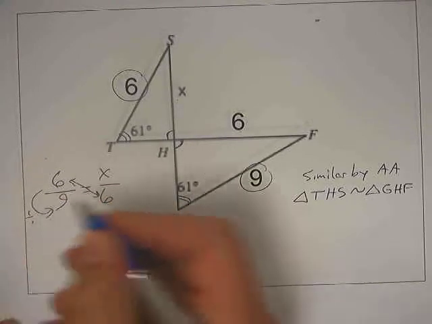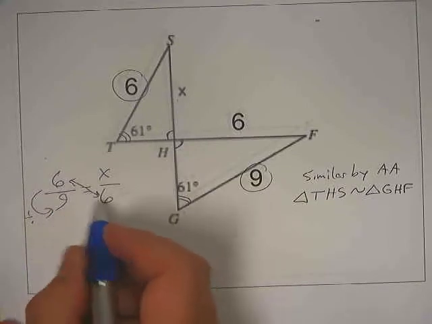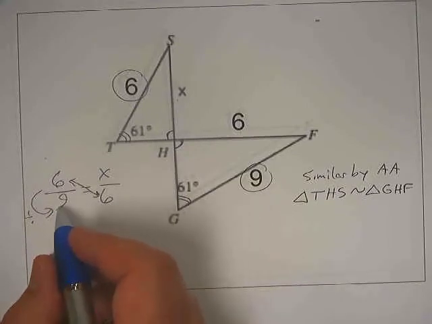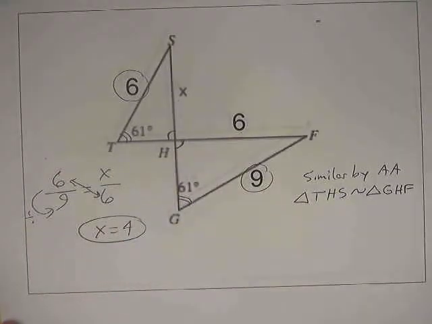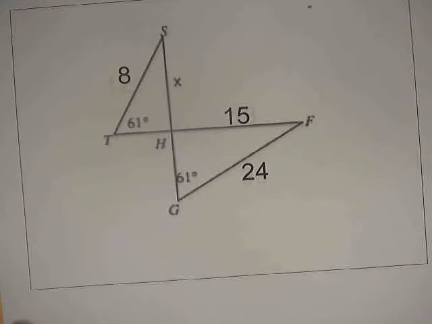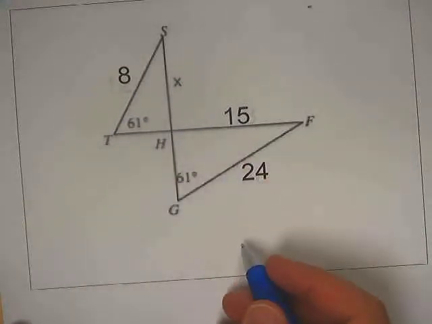Now to solve this proportion, I cross multiply and divide. So I multiply the 6's by each other, 6 times 6, and then I divide by 9. So I take 6 times 6, which is 36. 36 divided by 9 is 4, so x equals 4.